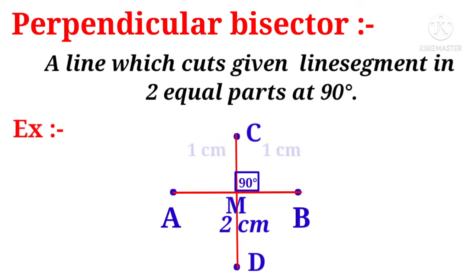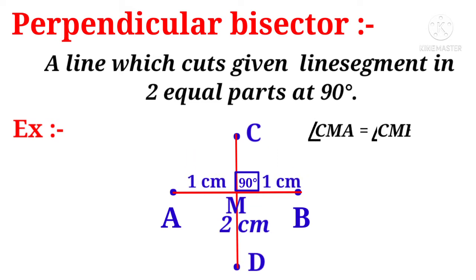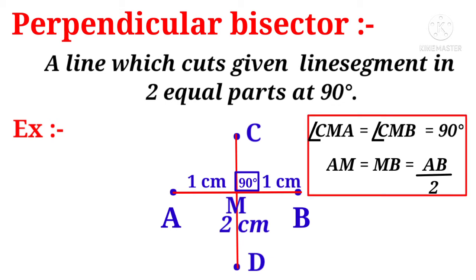Now the line CD cuts AB in such a way that AM and MB are equal to 1 centimeter each, two equal parts. So angle CMA is equal to angle CMB is equal to 90 degrees, and AM is equal to MB is equal to AB by 2, that is two equal parts. So here the line CD makes an angle of 90 degrees with the line AB and also cuts AB into two equal parts. So CD is called the perpendicular bisector of AB.